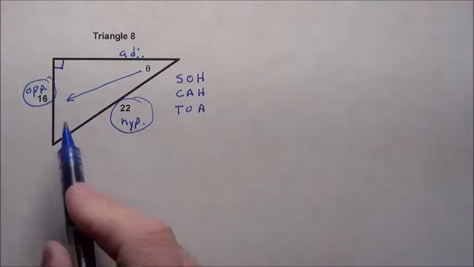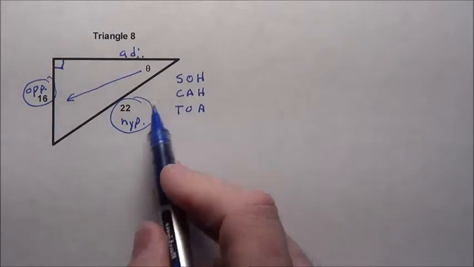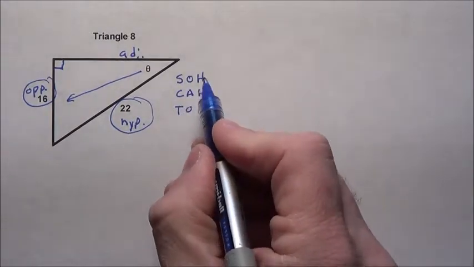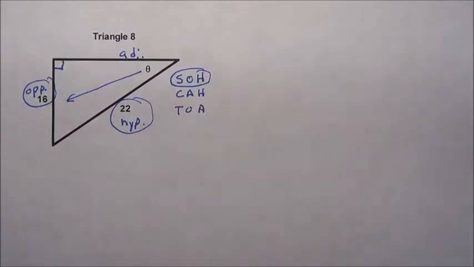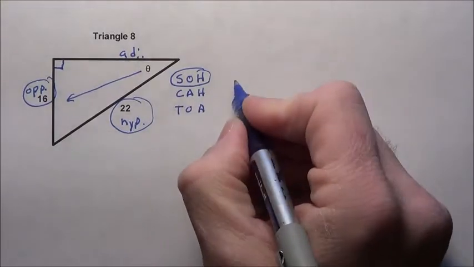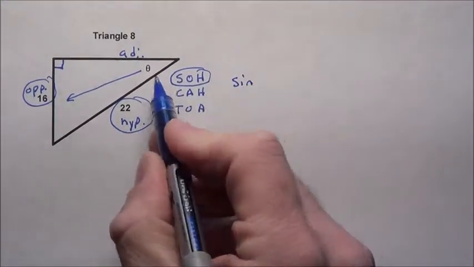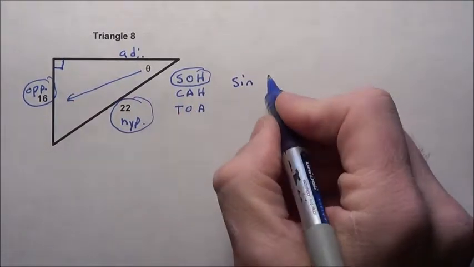So here we go. Which one are we going to use? We have opposite, hypotenuse. Which function deals with opposite and hypotenuse? Opposite over hypotenuse, that's the sine function. So we're going to use the sine function on this problem. The sine of the angle. What's the angle measurement? Oh, we don't know it yet. That's what we've got to try and figure out.